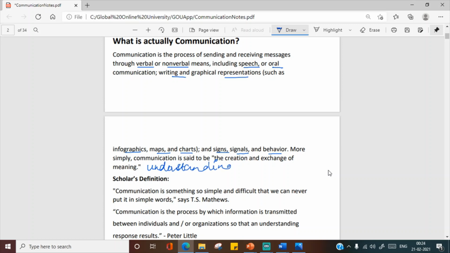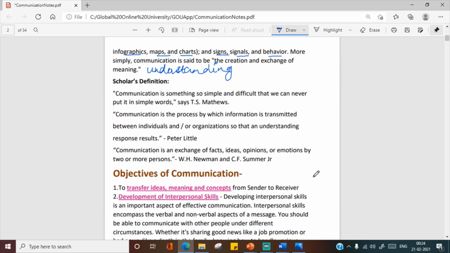What you want to do is exchange meaning or understanding. So, some scholars have said communication is so simple and difficult that we never put it in simple words. This was said by T.S. Matthew. Communication is the process by which information is transmitted between individuals and or organizations so that understanding results. They want to build understanding, that is communication.